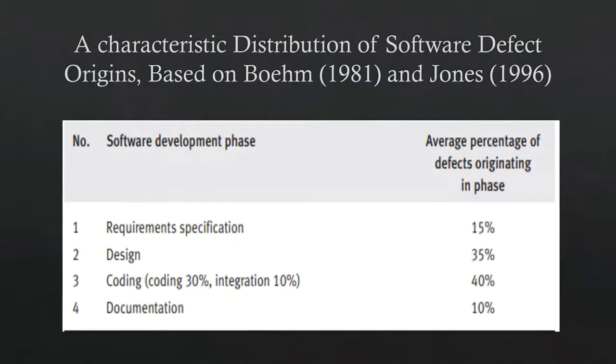You can see here we have a table, a characteristic distribution of software defect origins based on Boehm and Jones. Here we have some software development phases with their average percentage of defects originating in the phase. You can see coding takes the biggest part with 40%, and in the coding 30% is coding and 10% is integration. The least part is documentation with 10%.